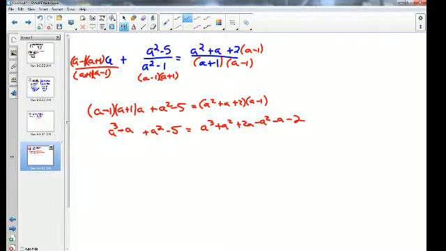Do you know how to tackle those? Sure. Cancel out the a squared. Just take the a, put it in each one, that's what I did here, and then take the -1 to each one. That's what that is.